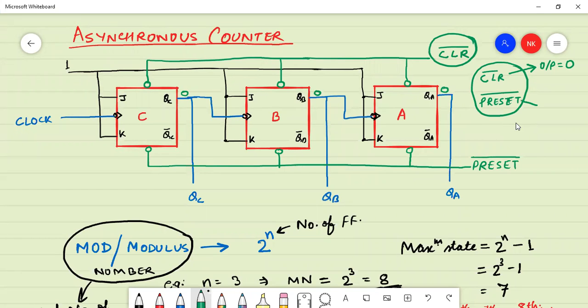On the other hand, what will this preset do? When this preset is active, the output will be set.